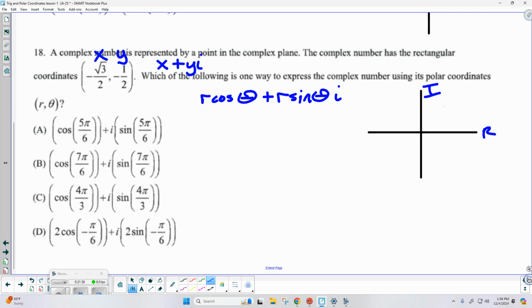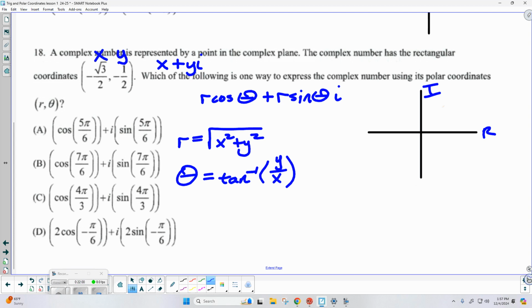Now in this case, if I want to write that, all I need are the radius and theta. So this is going to be what we did on the previous problem. Remember, the radius was the square root of x squared plus y squared, and theta was going to be tangent inverse of y over x.